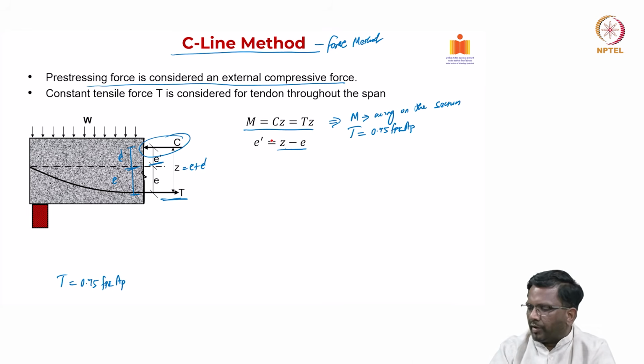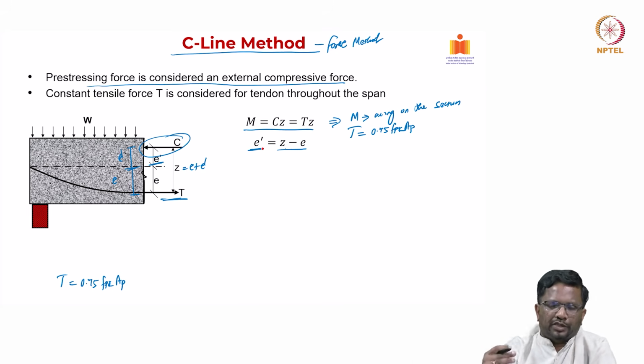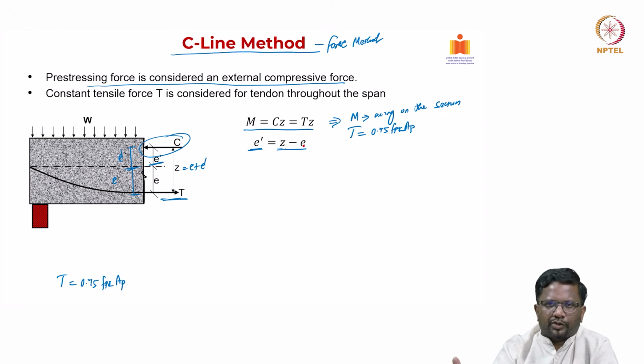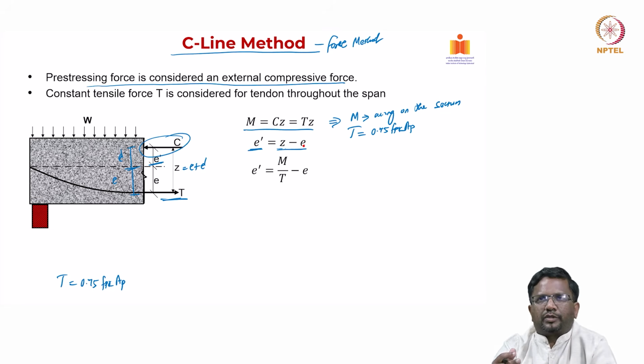Once I know the lever arm, I can find out where the C should be, so that it will satisfy the applied moment. So, E prime can be calculated from the calculated lever arm and the eccentricity. Eccentricity will typically be assumed. Once the cross section dimensions are fixed, we know the maximum eccentricity that is possible in a cross section. So, E prime is nothing but M by T minus E, right.